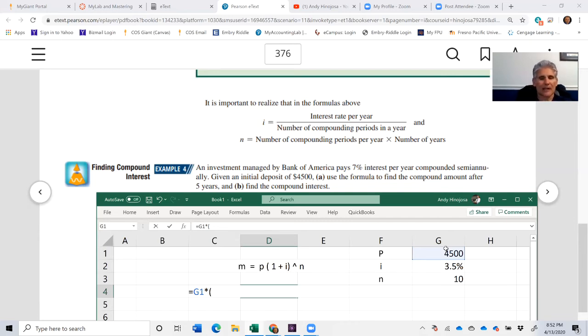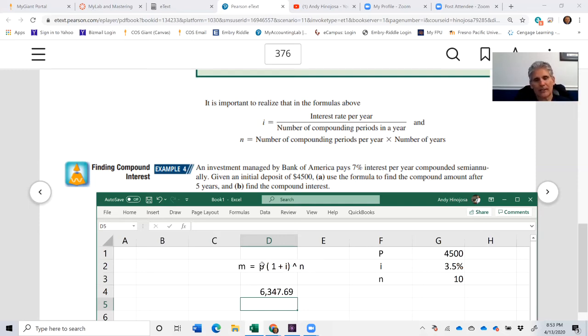So 1 plus I is 3.5%, and that's going to be to the power of 10. You could use a calculator. I use Excel to do this, but you can use the calculator. What you would have to do is first compute the parentheses. So 1 plus I, which is 1.035, to the power. Then you're going to take that first because it's in the parentheses.